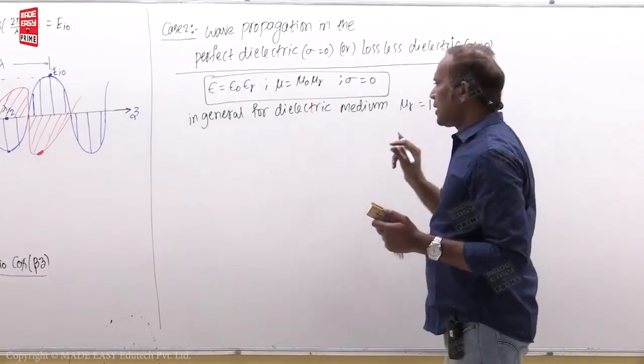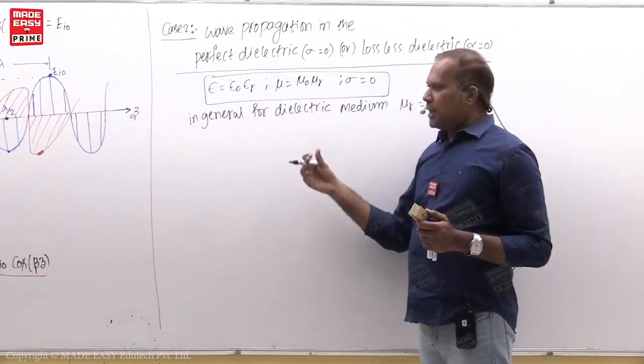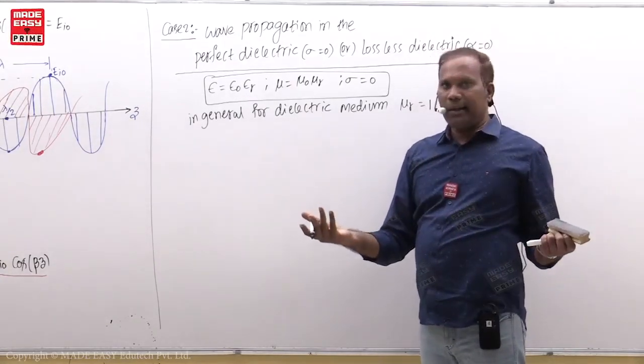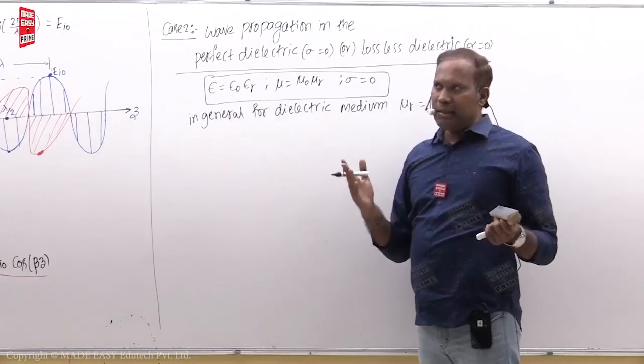So this is an important observation. In the questions, for example, the wave travels in air medium. Air medium is not a magnetic material. And similarly, it travels in the cement wall.